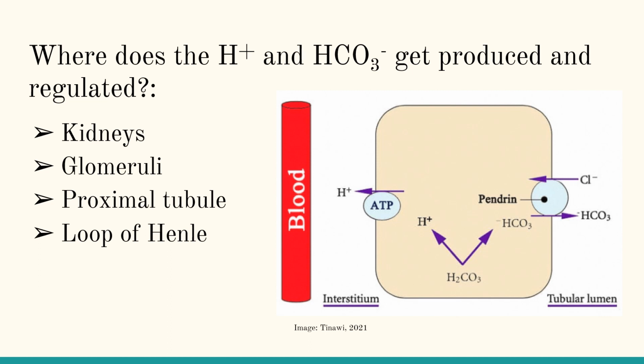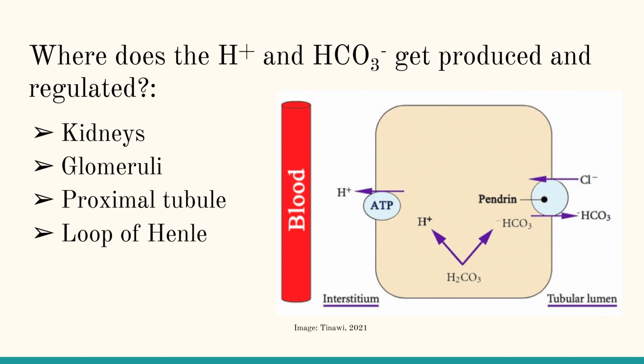The cells that regulate acid-base balance are intercalated cells. There are two subtypes: alpha intercalated cells and beta intercalated cells. The alpha cells secrete hydrogen ions, and the beta cells secrete your bicarbonate ions. The bicarbonate is secreted in exchange for chloride ions. The IMCD, your intermedullary collecting duct, does not contain any beta cells.